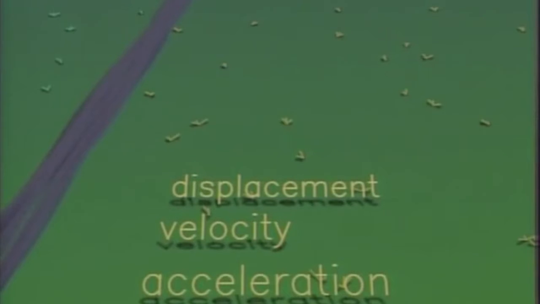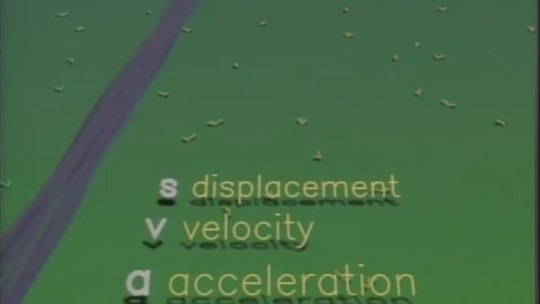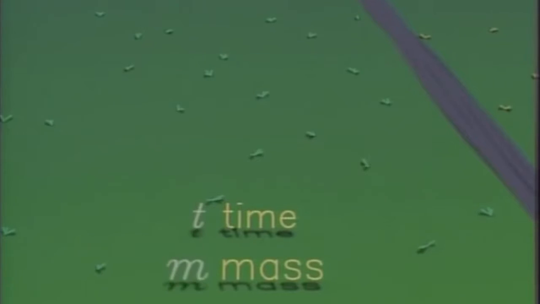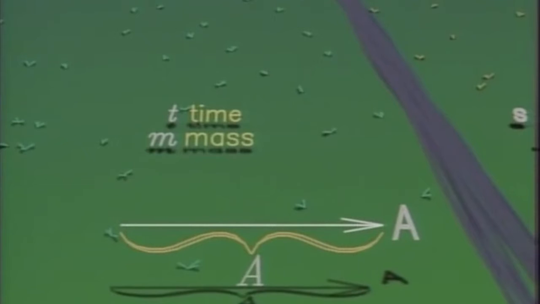In equations, vectors are written in boldface. Ordinary quantities such as time and mass are scalars. In equations, scalars are written in italics. The magnitude of a vector is also a scalar, the same letter, but in italics.